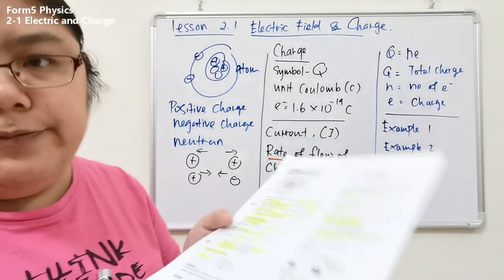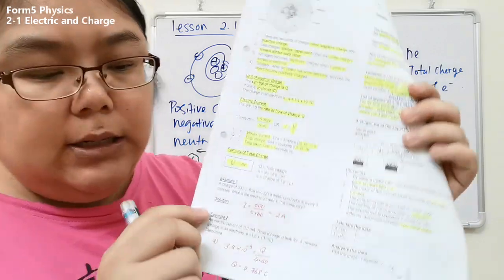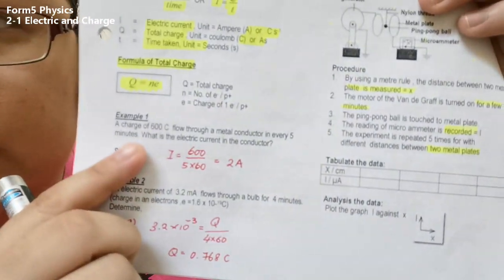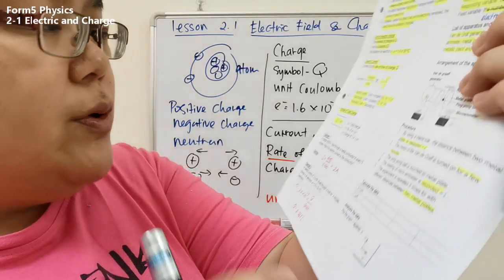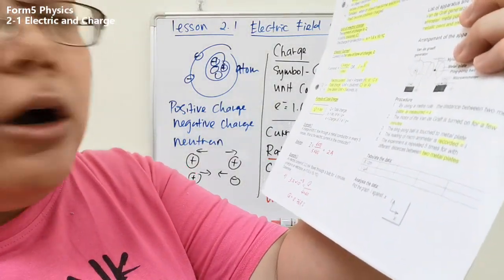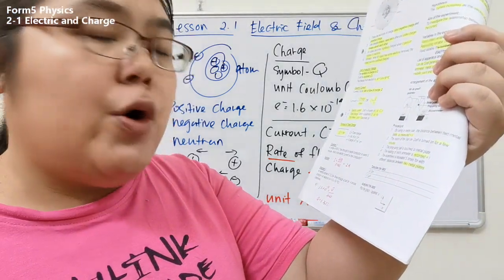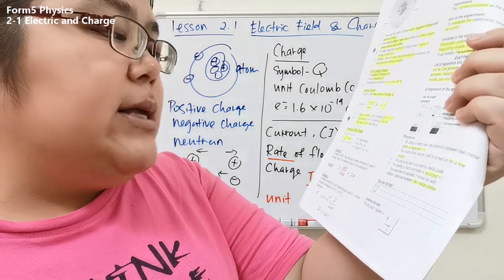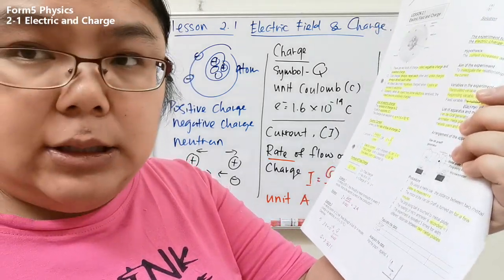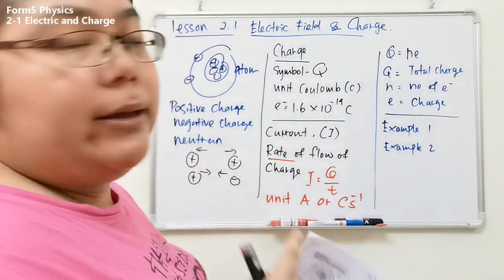Okay, I show you the question first, for the students who download this. So you see the question, and I read it: a charge of 600 coulomb flows through a metal conductor in every 5 minutes. What is the electric current in the conductor? Now I clear the board and rewrite the question.